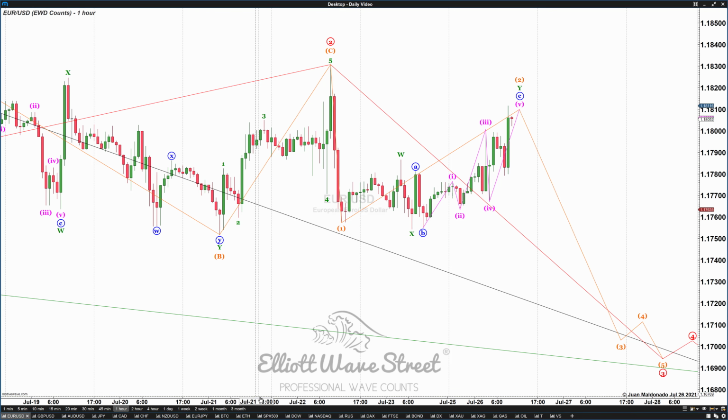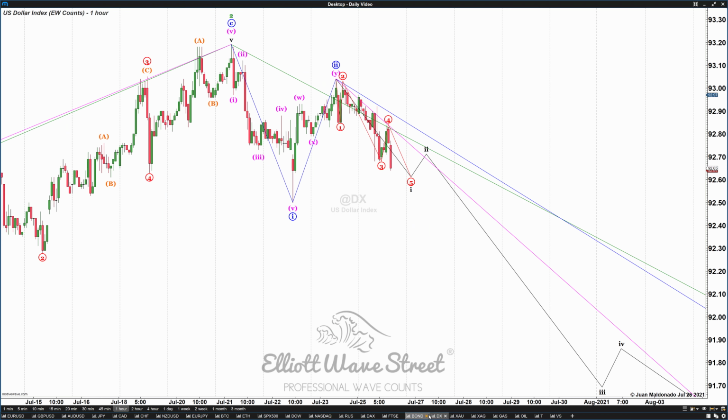Let's have a look at the dollar. The dollar is doing something similar, but the dollar already started the 5-wave sequence, and here we have the corrective. So look, if we have a 3-wave sequence up here for 2, that's it. You know, we're going lower, and that will be an early signal that the euro is ready to go higher.